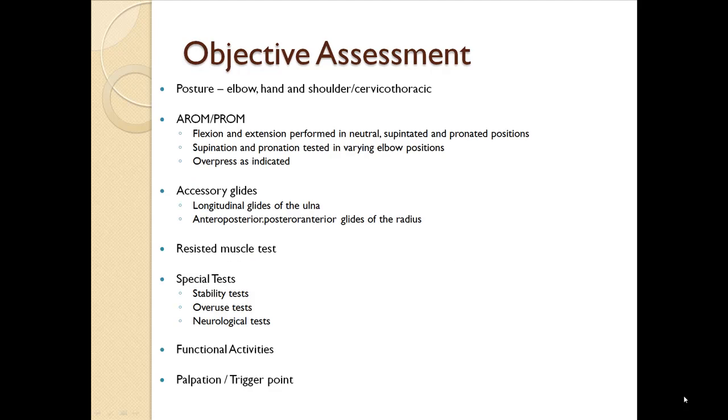The objective assessment again follows a similar pattern to any other. You start off observing posture, in particular the elbow, hand, and shoulder and cervicothoracic posture. Look at ranges of movement. Look at any accessory movements that may be indicated, any muscle tests, and then you go on to your special tests, finishing up with either functional activities and/or palpation.